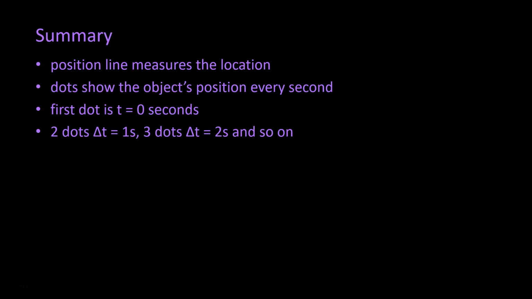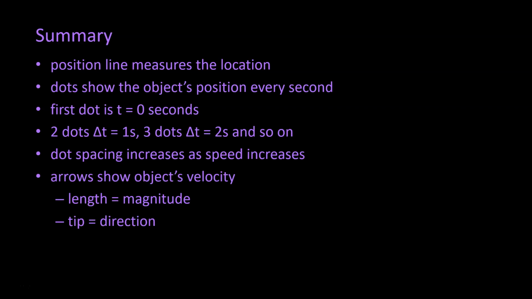You're always going to have one more dot than you have total elapsed time. Dot spacing increases as speed increases because the object is changing its position more in that second. And we use arrows to represent the object's velocity. The length of the arrow represents the magnitude, longer arrows, faster speed, and the tip or the direction of the arrow equals the direction of the velocity.